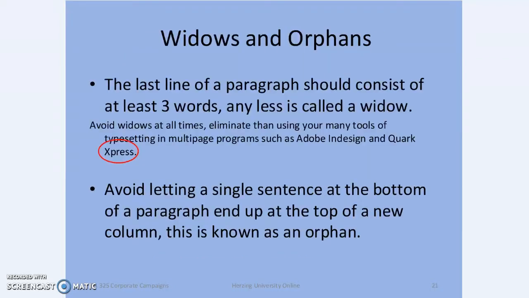Widows and orphans. Always watch for widows and orphans. Widows are a single word at the end of a paragraph hanging out on its own line. You want to try to eliminate that. Orphans occur when the last line of a paragraph appears by itself at the top of a column. That separates it too much, to where it almost doesn't look like it's a part of that paragraph. So you want to try to eliminate widows and orphans.